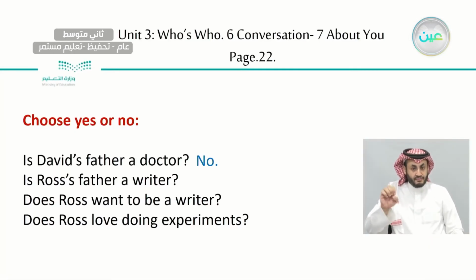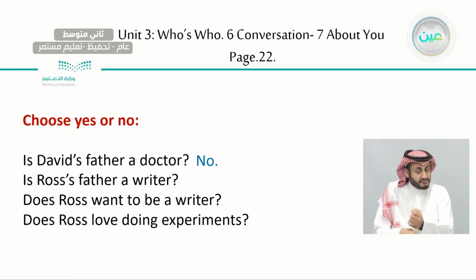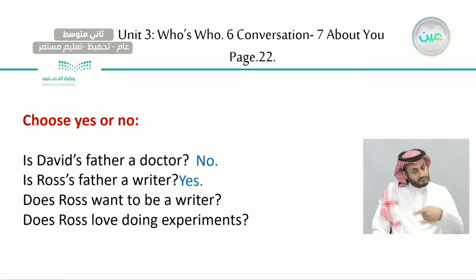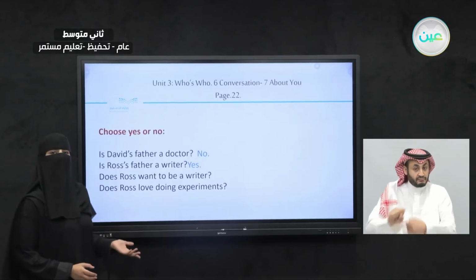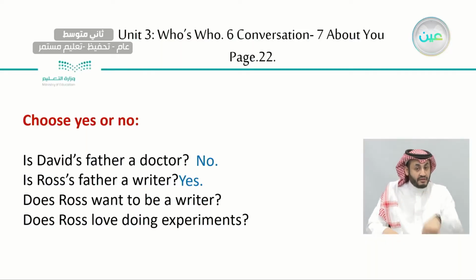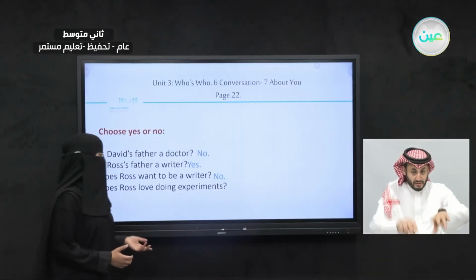Is Ross's father a writer? Yes, he's a writer. He writes for a sports magazine. Now, next. Does Ross want to be a writer? No, he doesn't want to be a writer. He wants to be a chemistry teacher.